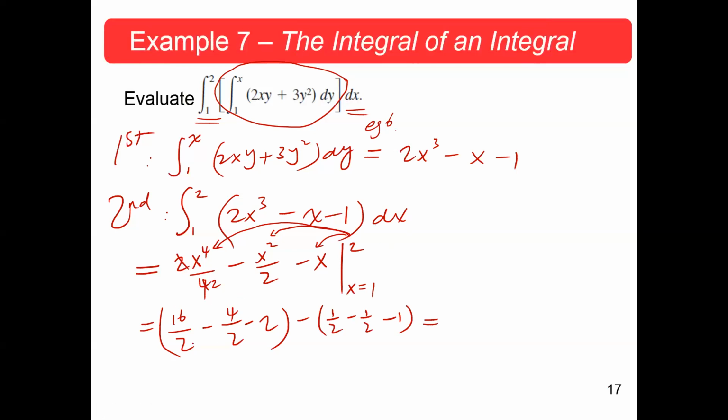Okay, easy computation because these happen to be whole numbers. We have 8 minus 2 minus 2, right? For the first open parentheses, subtract 1/2 minus 1/2, got reduced, minus 1. Okay, so therefore we have 8 minus 4, which is 4, and then plus 1. That's going to be 5.